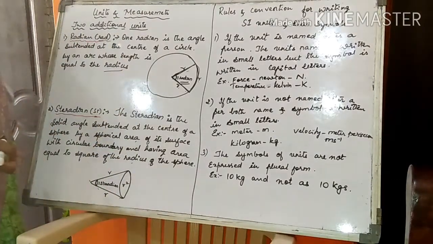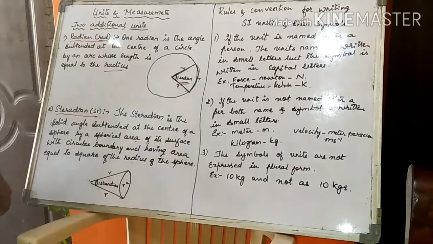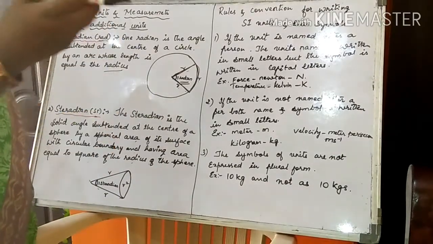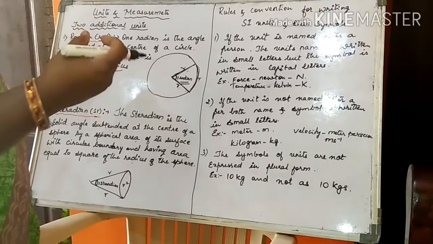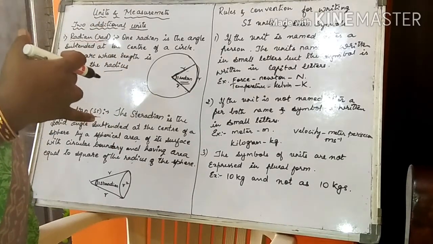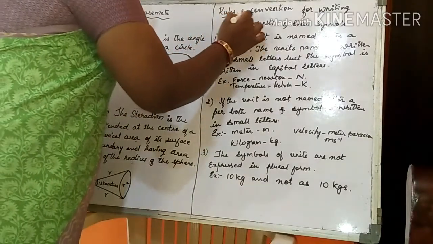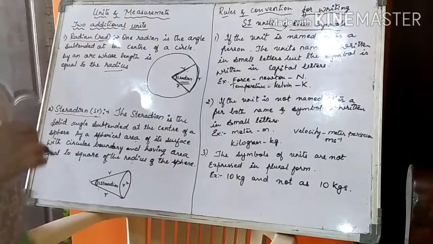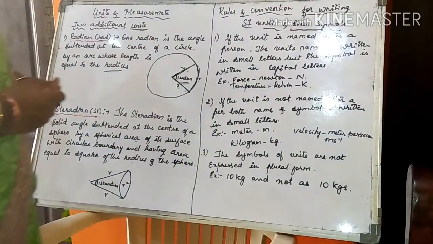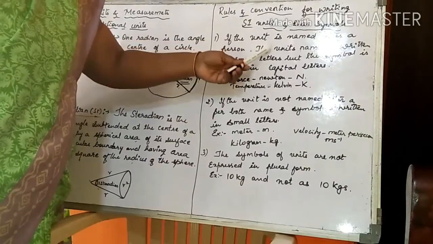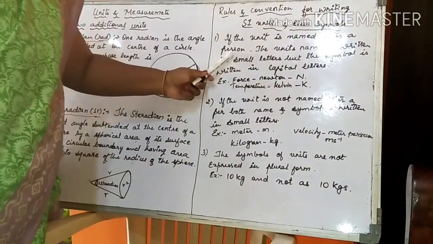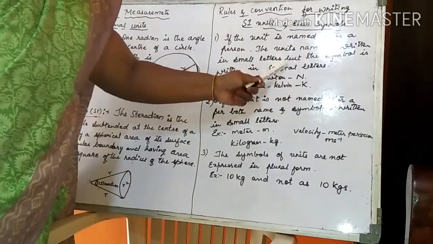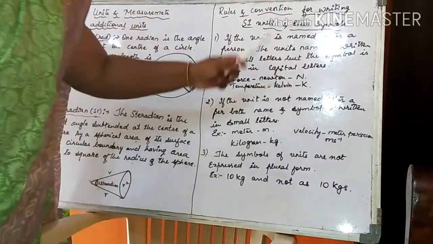Now, in order to write a unit, a symbol, or the name of a unit, we have to consider certain rules, which have come by convention. So these are the rules and conventions for writing SI units and their symbols. Let us see the first rule. If the unit is named after a person, the unit name is written in small letters, but the symbol is written in capital letters.